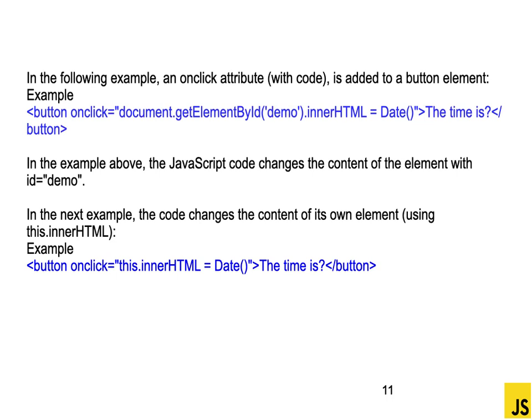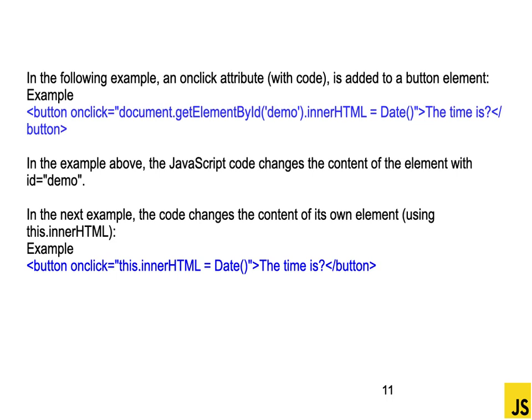So in this example, button onclick is equal to document.getElementById by id demo dot innerHTML is equal to Date. The time is, that is a display or message there. Okay, so the button is closed. In this example above, the JavaScript code changes the content of the element with id equal to demo. See, button onclick is equal to document.getElementById.innerHTML is equal to Date. So Date is a JavaScript function here.